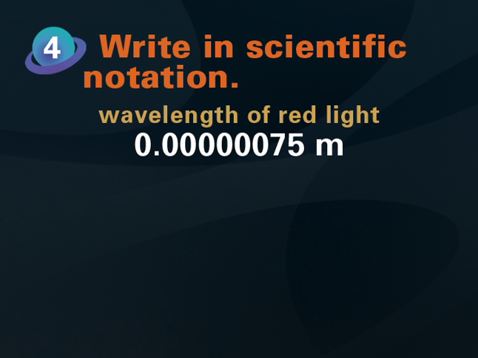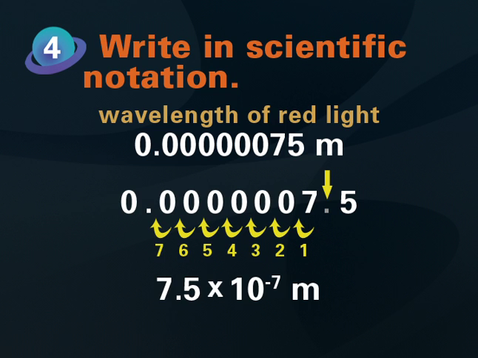In problem 4 of practice set 4, the wavelength of red light is shown here. Write this number in scientific notation. Move the decimal point between 7 and 5, then count left to the old decimal point. Since it's 7 places, the number is 7 5/10 times 10 to the negative 7th power.